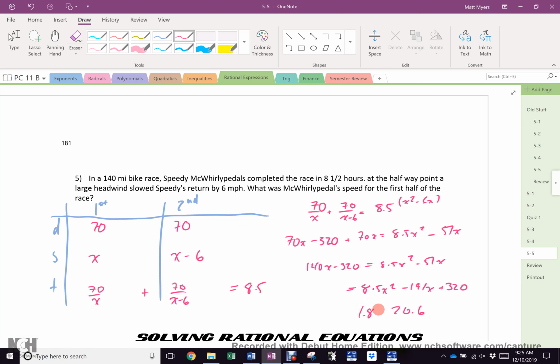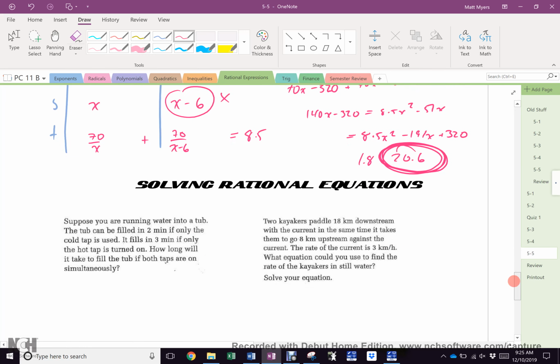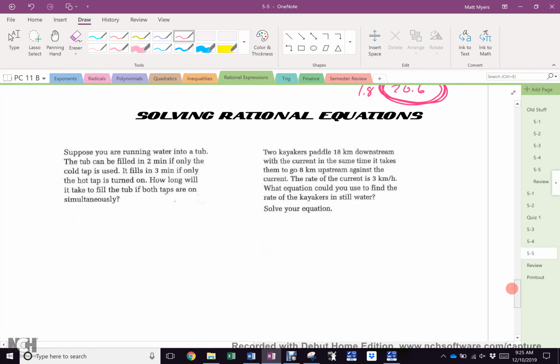Which is the right answer? They're both positive. Because when it slows the speed by 6 miles an hour, he's going to be going negative speed. It's blowing him backwards. So it has to be that one. That's a tough race. It's like he's going to flip his bike backwards. Okay. It's his bike backwards and the wind blows him. Yeah.